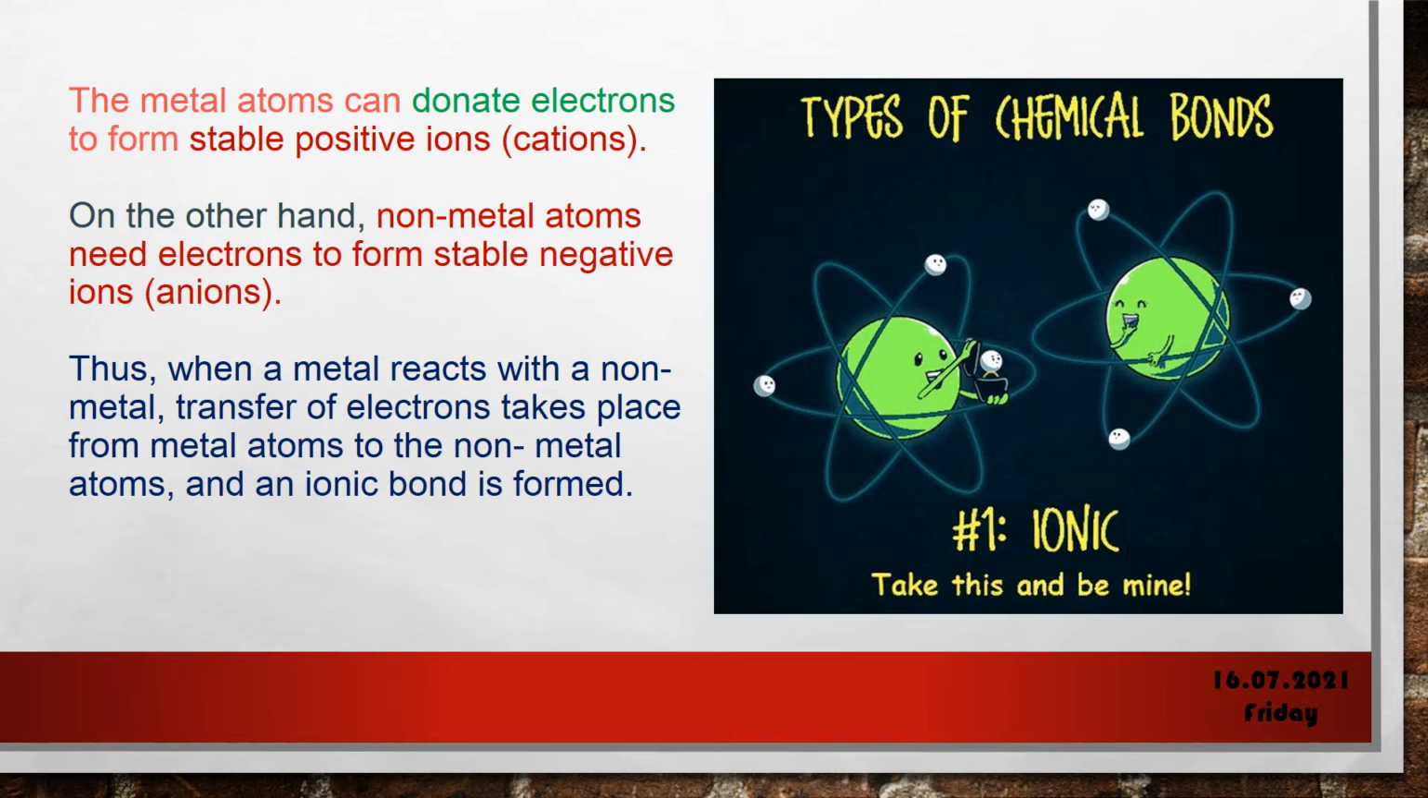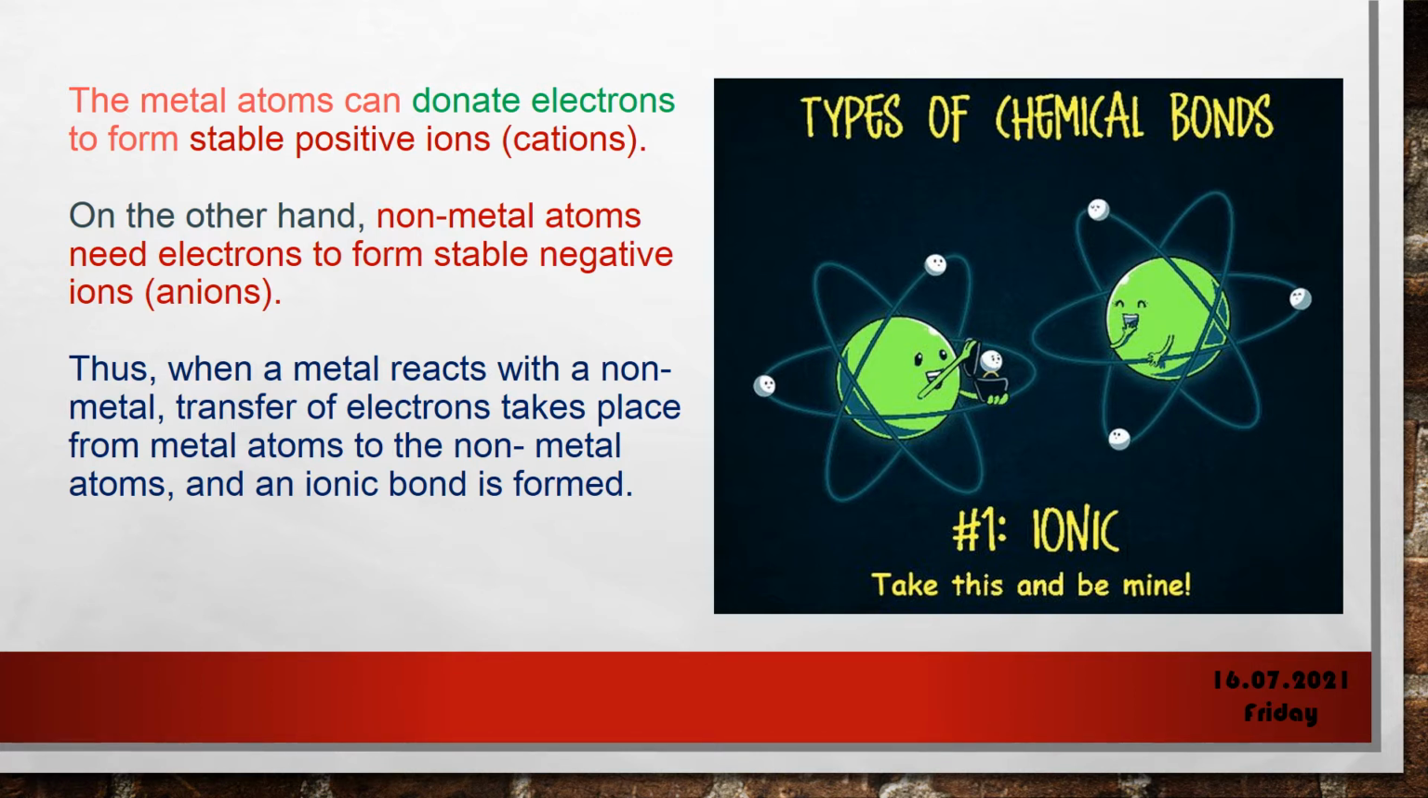Students, if you see the periodic table, 118 elements, which are the metal atoms? Metal atoms can donate electrons to form stable positive ions, that is cations. On the other hand, which are the non-metals in the periodic table? Non-metal atoms need electrons to form stable negative ions, that is, we call them anions. So metal atoms can donate electrons to form stable positive ions, and non-metal atoms need electrons to form stable negative ions or anions.